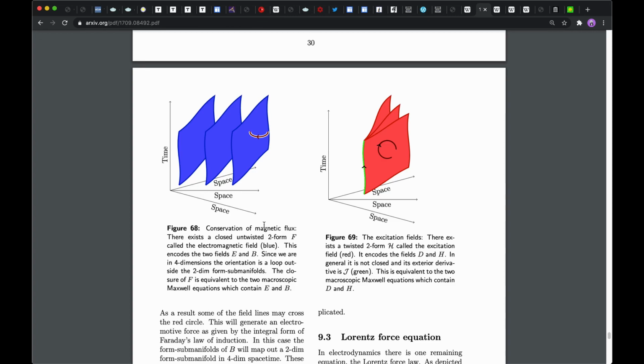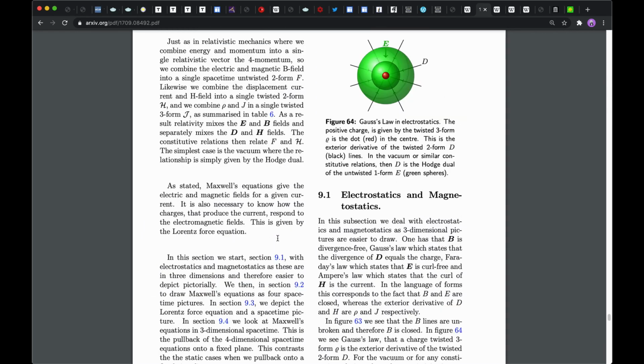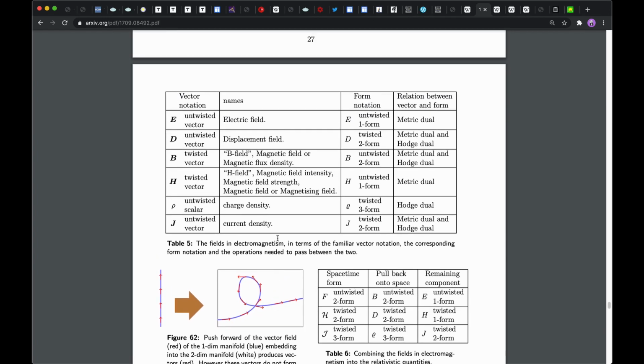Yeah, that's really amazing. Could we go back up to the table where they describe all the forms? Yeah, so the untwisted two-form F, you could write it as a 4x4 matrix, and the first row and the first column only include the electric field. And the other three rows and columns contain just the B field.